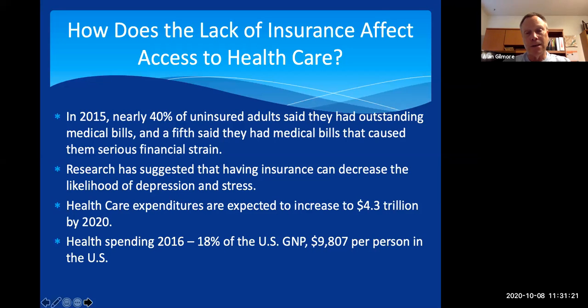Healthcare expenditures are expected to increase to $4.3 trillion by 2020. And currently, healthcare spending in 2016 represented 18% of the US gross national product, or GNP, and $9,807 per person in the US. So what that means is, if we took all of the money that everybody in the country earns, about 18% in 2016 was being spent on some form of healthcare.